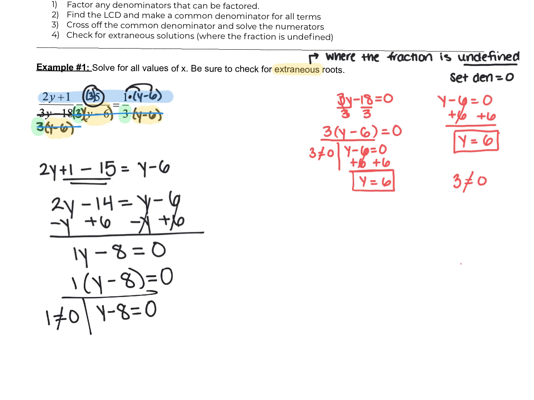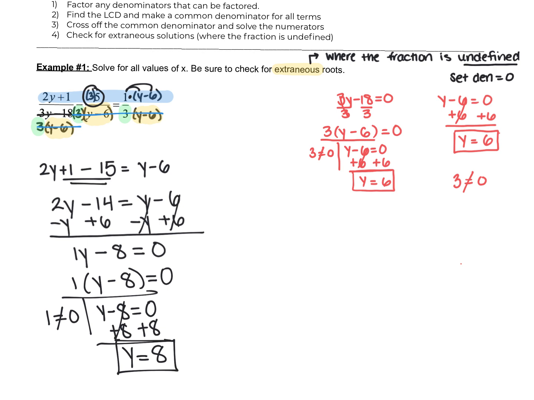y minus 8 equals 0. I can add 8 to both sides, and I get y equals 8. Now, I get to keep that answer because I did not get 6. So I do not have to reject anything. So 6 would be the only thing to reject, but I don't have to, so that's my final answer.